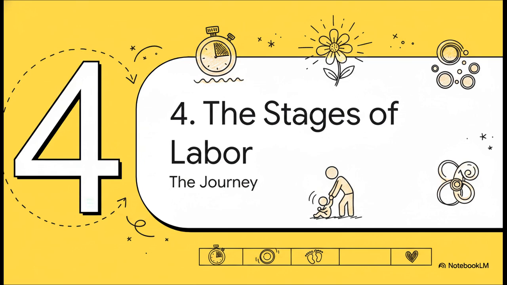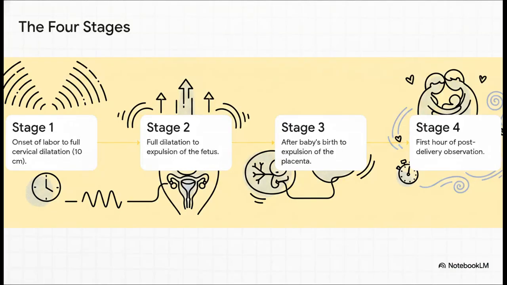Now how does this translate into what we actually see and manage clinically? Well, we break down the whole journey of labor into 4 distinct stages, and each one has its own specific goal. First up is stage 1, the dilating stage. This is the big one, the longest part, where the cervix goes from being closed all the way to 10 centimeters. Stage 2 is the pushing stage, which ends when the baby is born. Then you have stage 3, the placental stage, where the placenta is delivered. And finally, stage 4 is the recovery stage, that super critical first hour after birth where we watch mom and baby very closely.